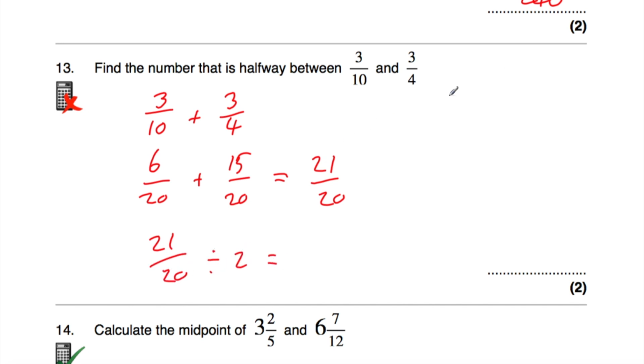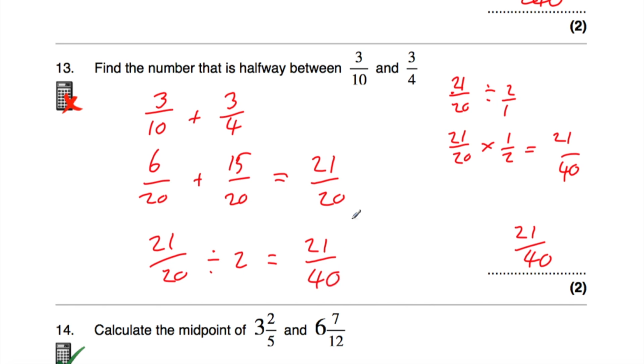Now again, we can do that in two different ways. We could do 21 over 20, then divide by 2, which is the same as 2 over 1. Then multiply by the reciprocal, 21 over 20 multiplied by a half. 21 times 1 is 21, and 20 times 2 is equal to 40. So that's equal to 21/40ths. Alternatively, in this case, because the numerator was odd, I could just double the denominator, so it would be 21 over 40. And that's it.